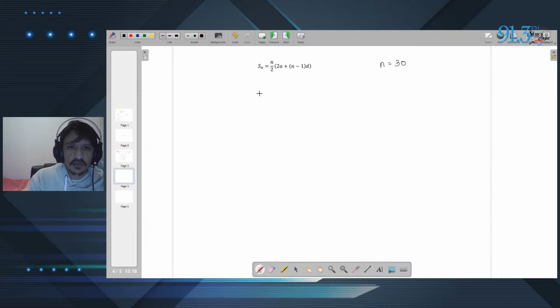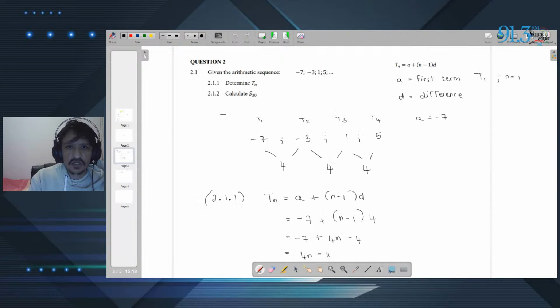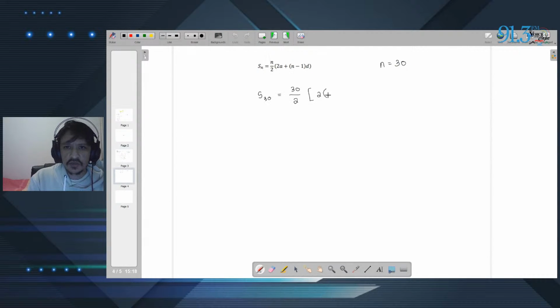Right, so we can go S30 is equal to 30 over 2 times by 2. I'll just use a square bracket for now. Times by 2 bracket. And what was the first term in the sequence? Well, it was negative 7. And that's what a is. So we put in negative 7 over here, where a is. Plus 30 minus 1. And we remember our difference was 4. Okay. Now we can go ahead and solve this problem.